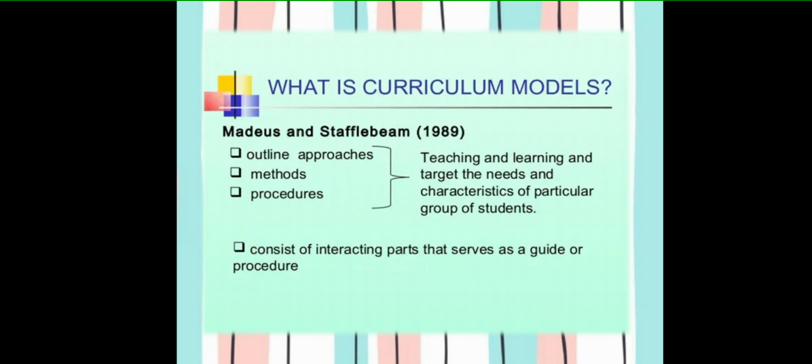What are curriculum models? Madeus and Staffelbein in 1989 outlined approaches, methods, procedures, teaching and learning, and target the needs and characteristics of a particular group of students. A model consists of interacting parts that serve as a guide or procedure.